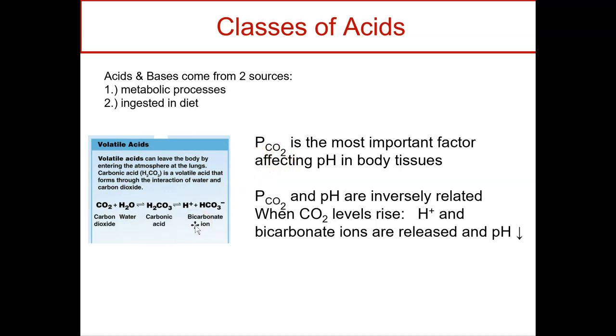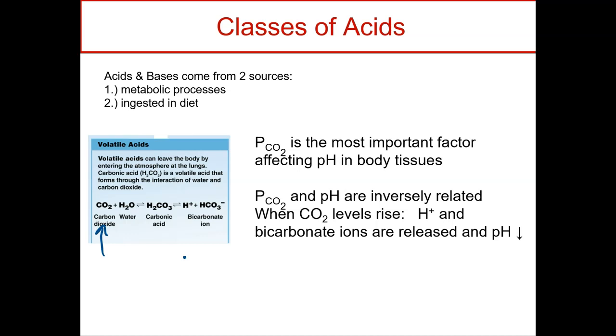And so when we look at the volatile acids, we're really going to be looking at carbonic acid. This equation should look very familiar to you. This is also one of the most important equations for buffering. And we're really looking at CO2 levels. We know that PCO2 is one of the most important factors. We knew our respiratory system was normally able to deal with all that CO2 levels.